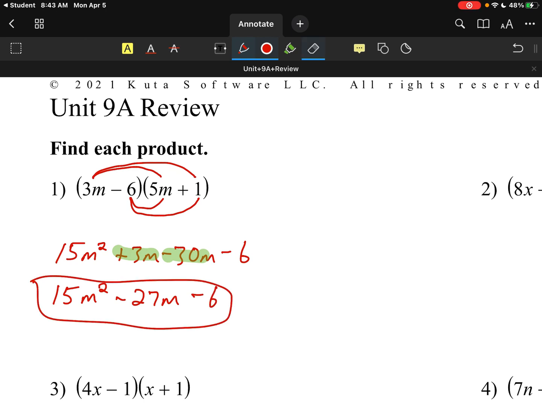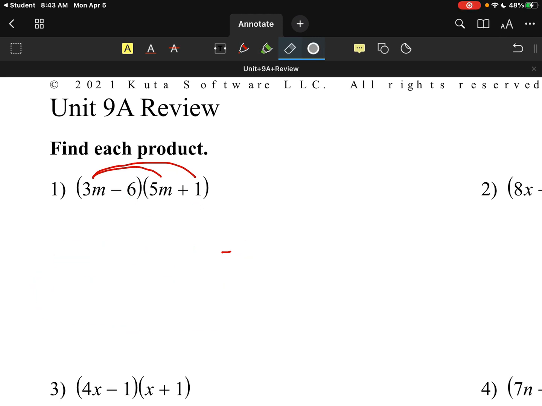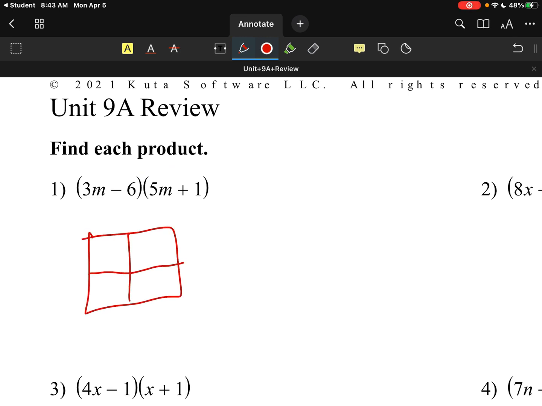You can also do it through the box method. You'll get the same exact answer. Just put one set of parentheses up top, and then one set of parentheses on the side, and then multiply where each of them match up. So the 3m and the 5m match up here, the 5m and the negative 6 match up here, 3m and 1 here, negative 6 and 1 here, and then you're going to add these two up. So you get the same answer. Okay, but that's multiplying.